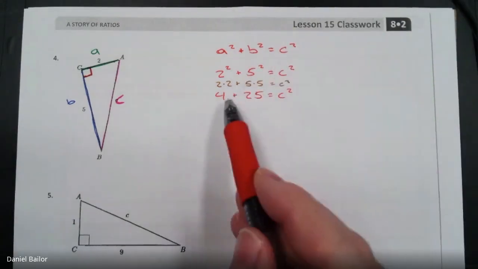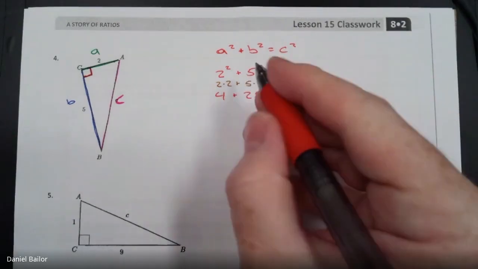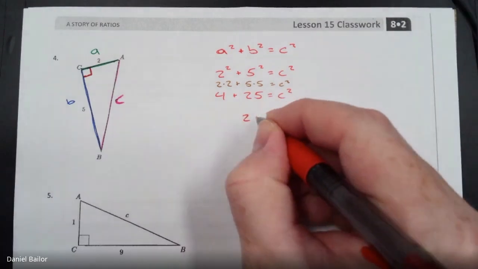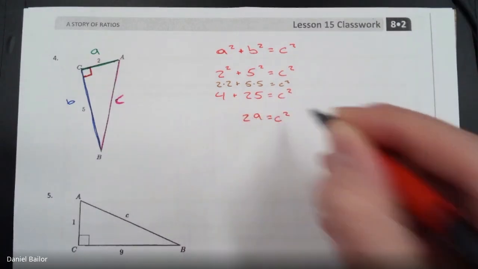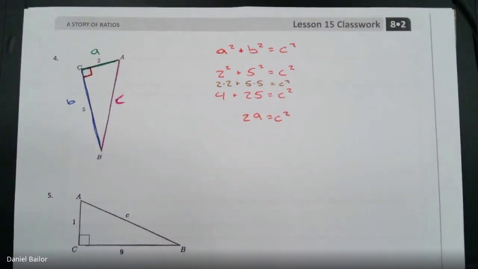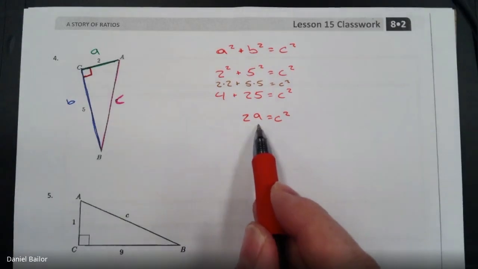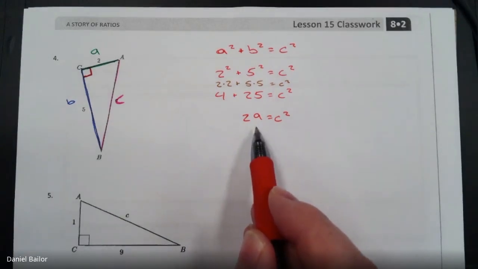We all get 4 plus 25 is C squared. 4 plus 25 is 29. So now we have 29 equals C squared. Now, can we simplify that anymore? Well, let's think about 25. We know 5 times 5 is 25. We know 6 times 6 is 36. So 29 is somewhere in the middle of 5 squared and 6 squared.